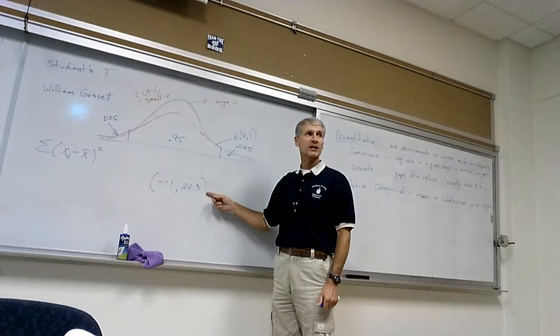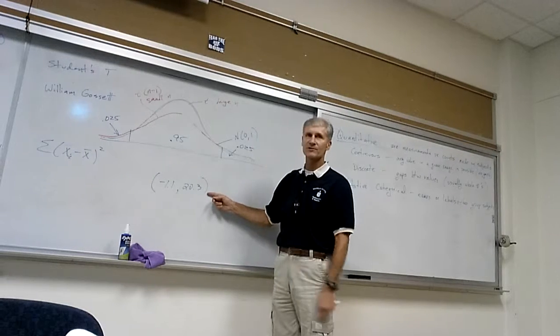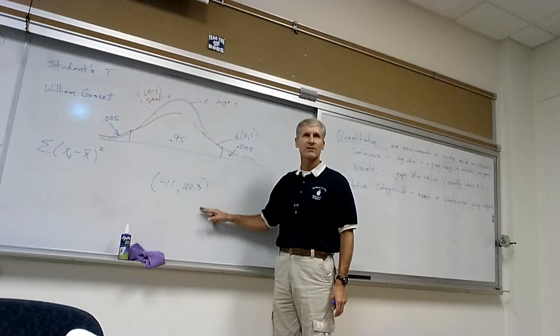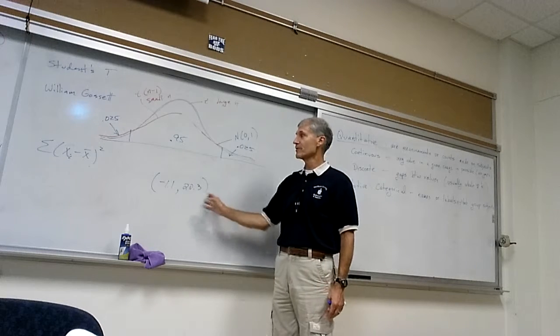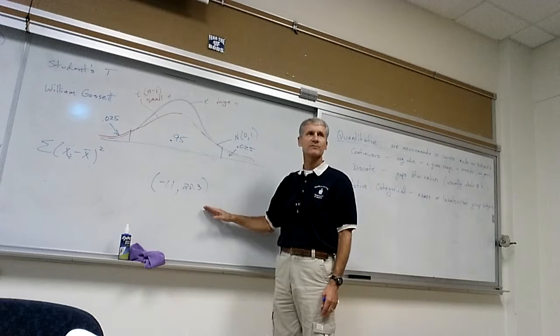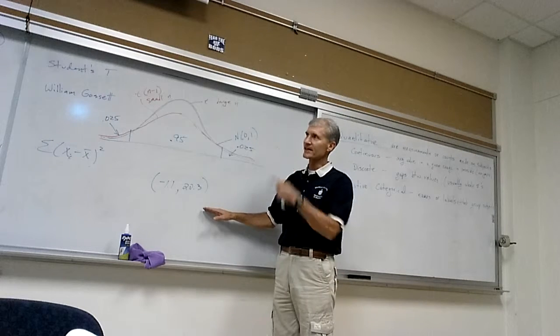I would fail to reject the null because the null hypothesis of 0 is contained in that interval. It's plausible. 0 is a plausible value, along with every other number that's in that interval. But it does not say the null is true.